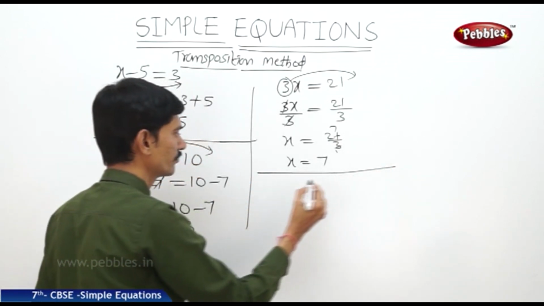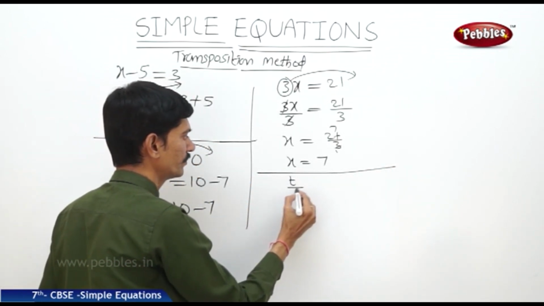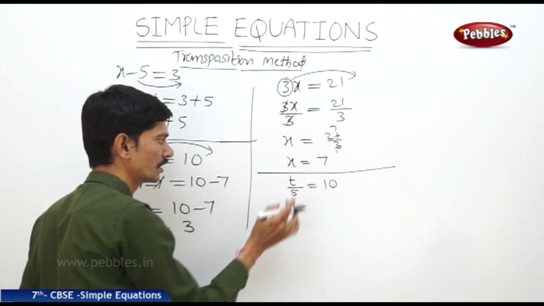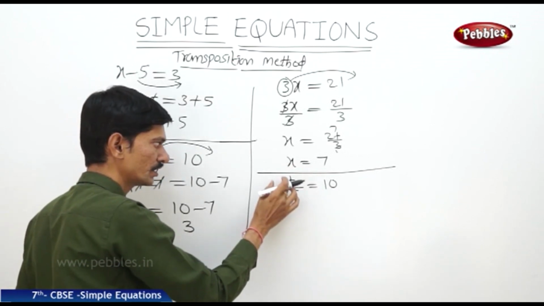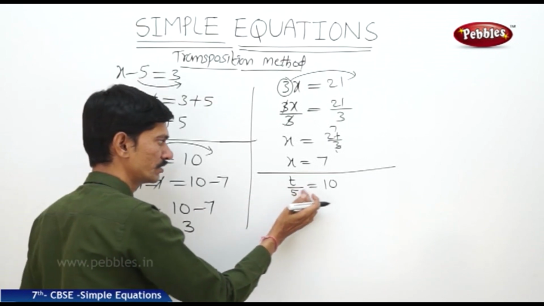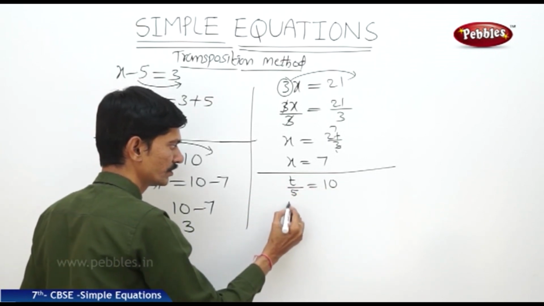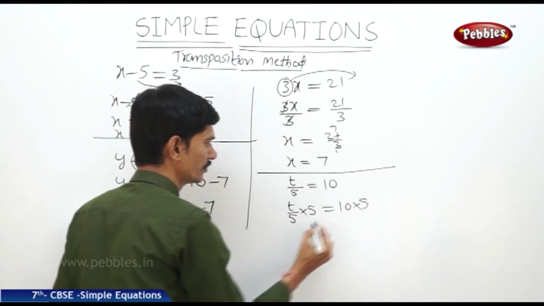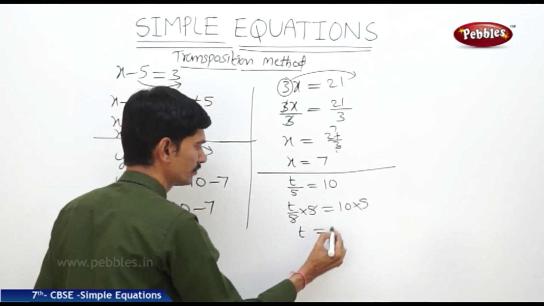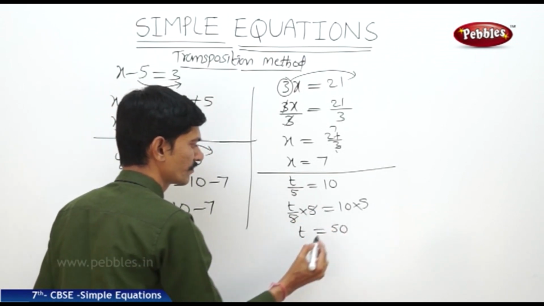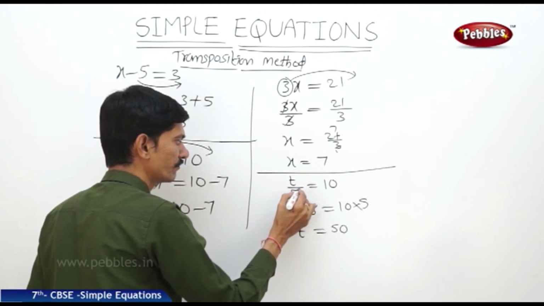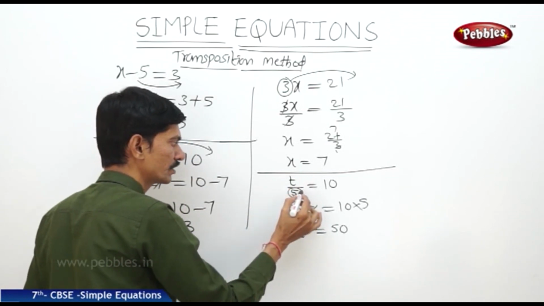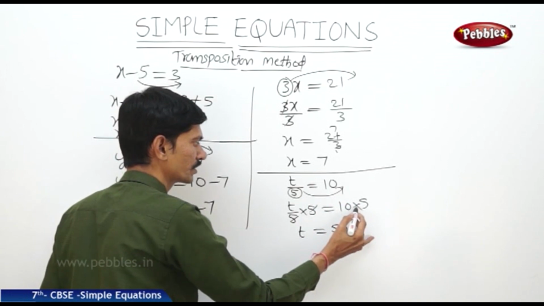Now let us take another equation. T by 5 equals 10. So here T divided by 5 equals 10. Now to separate T, the variable T, in the LHS, we must multiply both sides by 5. So here we get T by 5 into 5 equals 10 into 5. Then the 5 gets cancelled, and T equals 10 5s are 50. So when division by 5 is in the LHS and is transposed to the RHS, it becomes multiplication by 5.